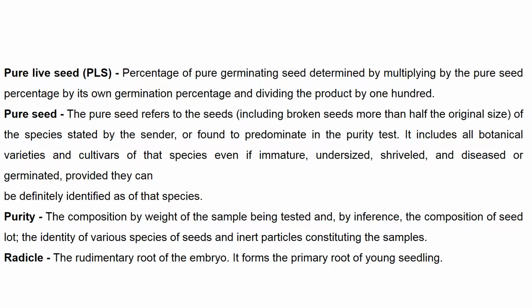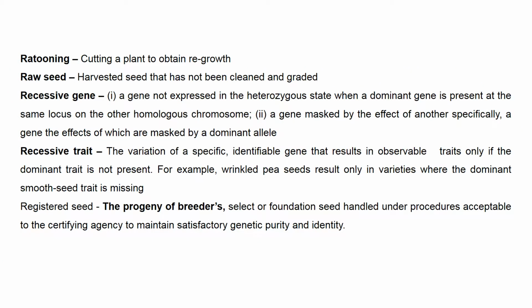Radicle is the rudimentary root of the embryo. It forms the primary root of young seedling. Ratooning. Cutting of the plant to obtain regrowth. Raw seed. Harvested seed that has not been cleaned and graded.